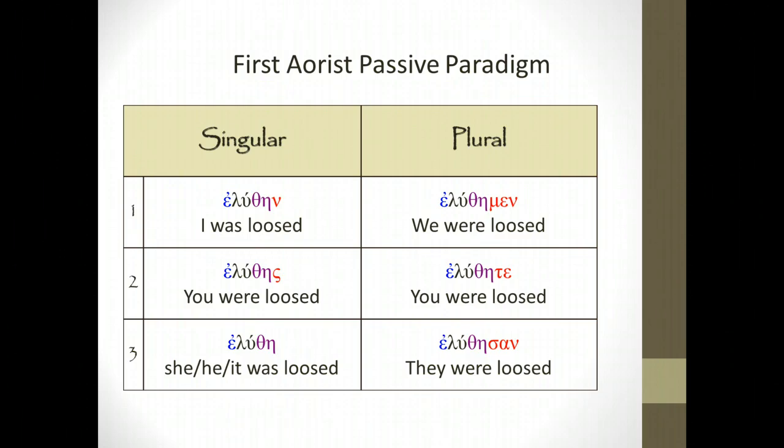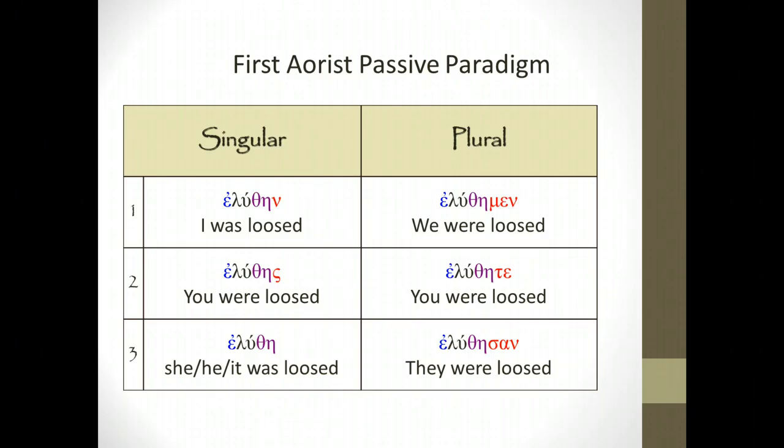The theta eta with that augment on the front of the stem is your clue that you are dealing with the aorist passive. And again, because these are passive, we don't simply say, for instance, with eleuthēn, I loosed, but because the action is happening to the subject, it is I was loosed. In other words, somebody else loosed me, or you were loosed, or she, he, or it was loosed, or we were loosed, you were loosed, or they were loosed. So these are your endings.